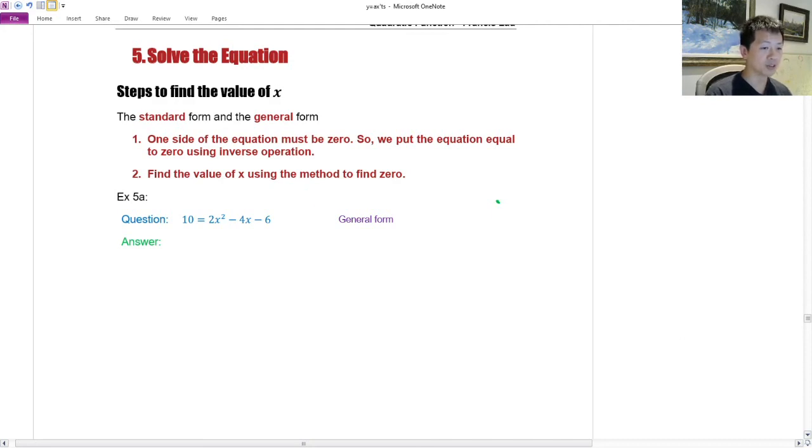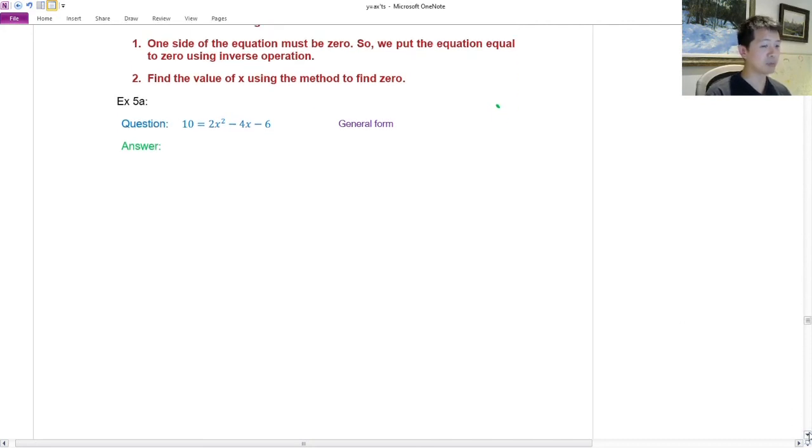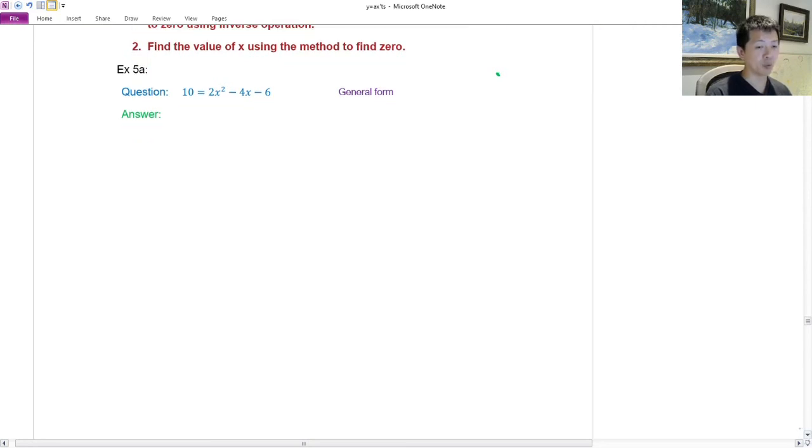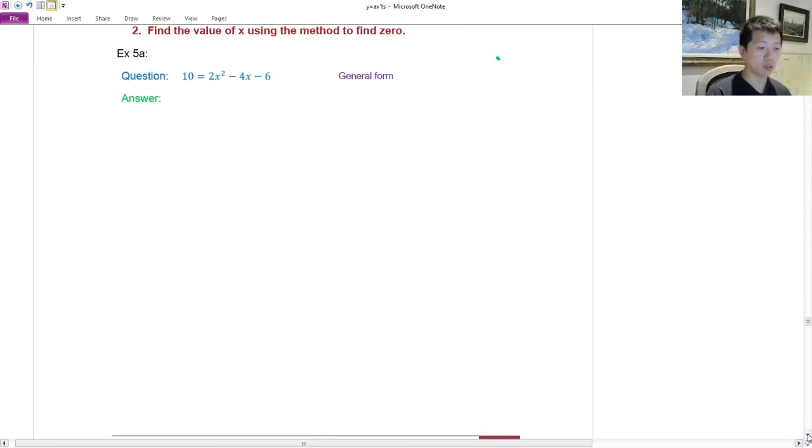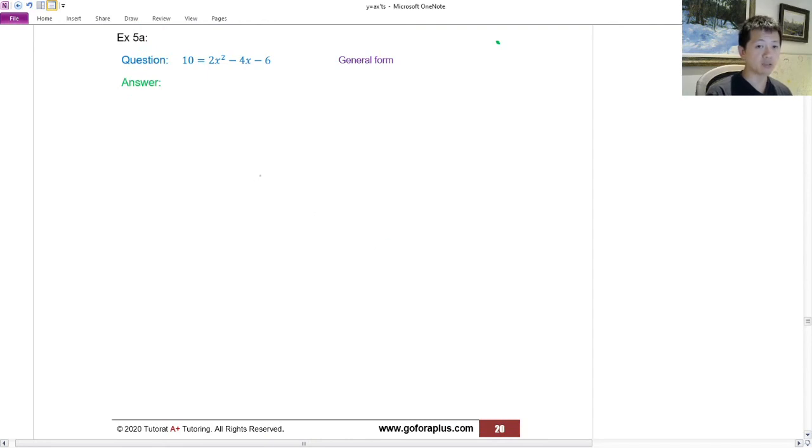Let's look at how we are going to do this. Some people just don't get it from the words. So if you get it from the words, good for you. If you don't get it, it's fine. I'll just do the example here. So I've moved the 10 to the other side, so I'll have the equation equal to 0 always.